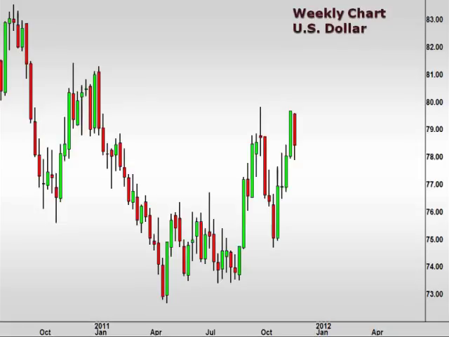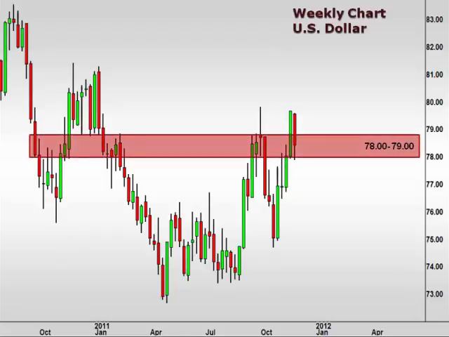Let's start off with a look at the weekly chart of the US dollar index. This is a great way to gain perspective as to how the dollar has been trading against a basket of currencies. Well, last week ended with a slight reversal off of the lows. However, the US dollar lost considerable ground against most of the majors.